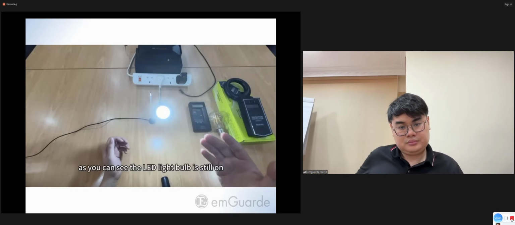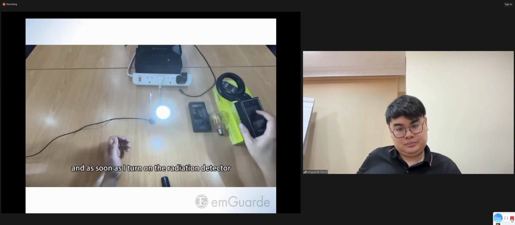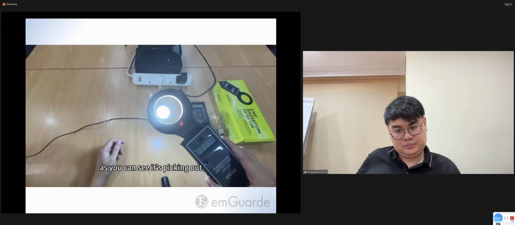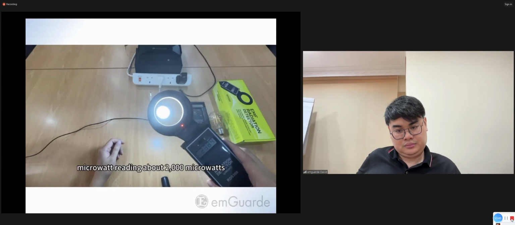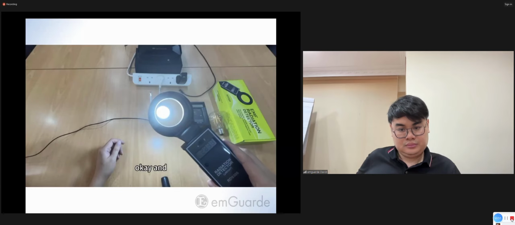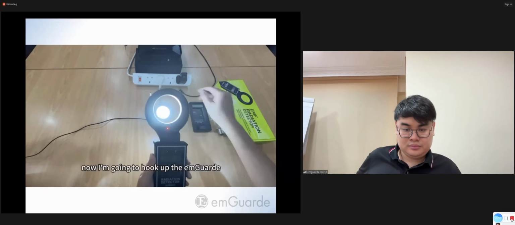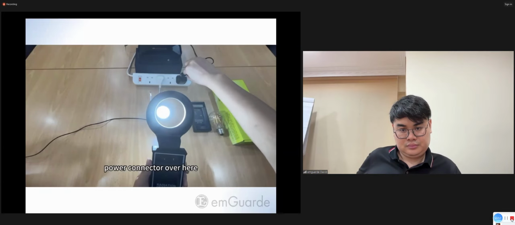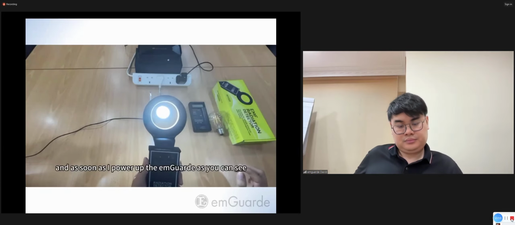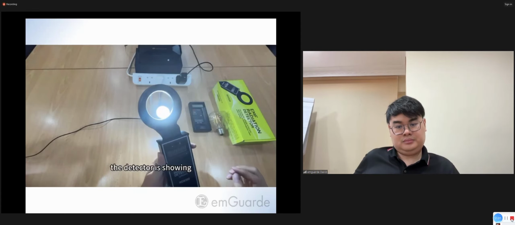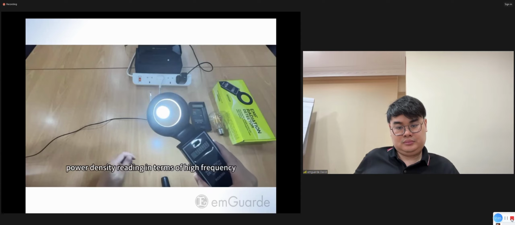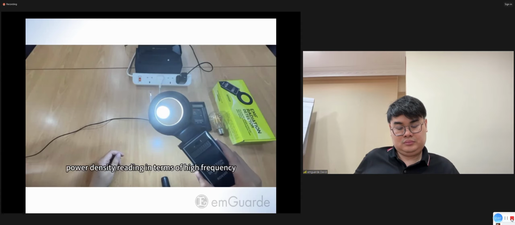As you can see, the LED light bulb is still on, and as soon as I turn on the radiation detector, it's picking up a microwatt reading, about 2000 microwatts. Okay, and now I'm going to hook up the emGuarde by powering up the USB power connector over here. As soon as I power up the emGuarde, the detector is showing 0 microwatts, meaning there is no power density reading in terms of high frequency electromagnetic noise.